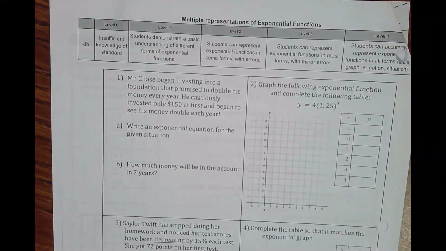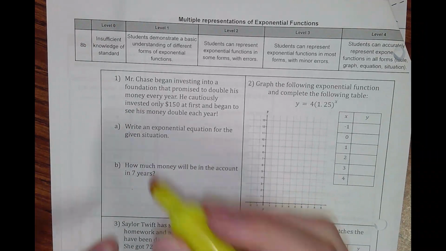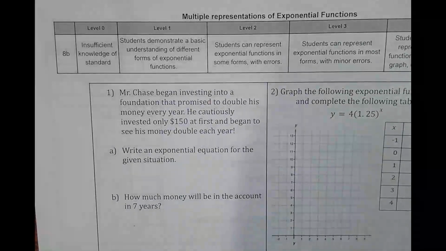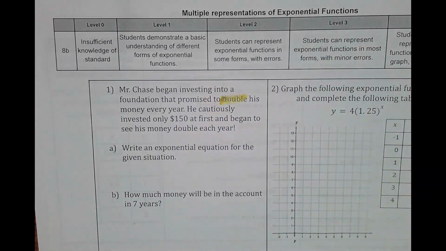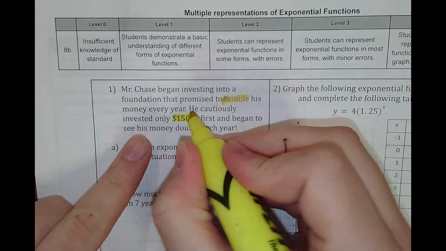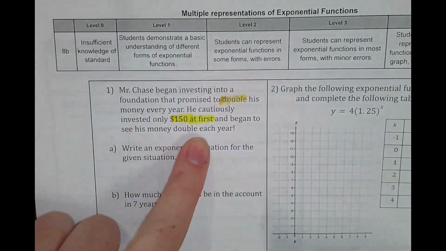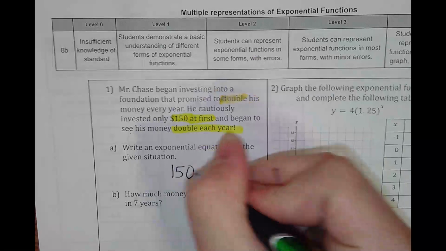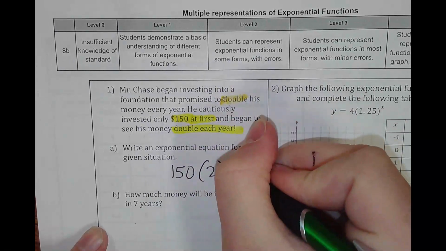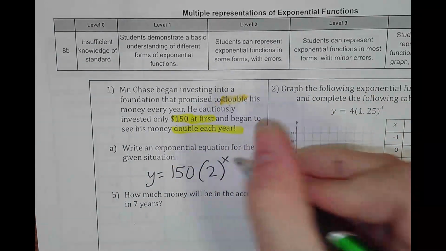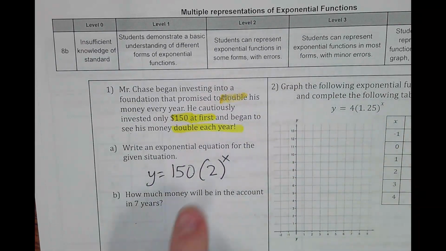Okay, so here was question 8b number 1. Mr. Chase began investing into a foundation that promised to double his money every year. He cautiously only invested $150 at first and began to see his money double each year. Let's write an equation. His starting value is $150 and he doubles his money each year. So we can say y equals 150 times 2 to the power of x, or you could say to the power of t for time, whatever you prefer.